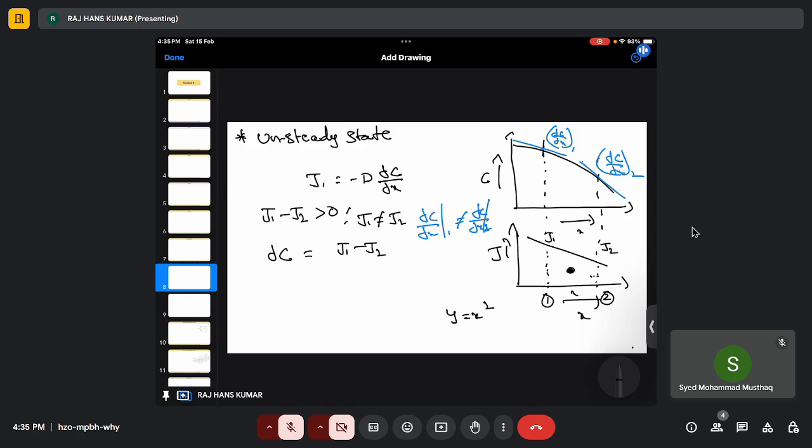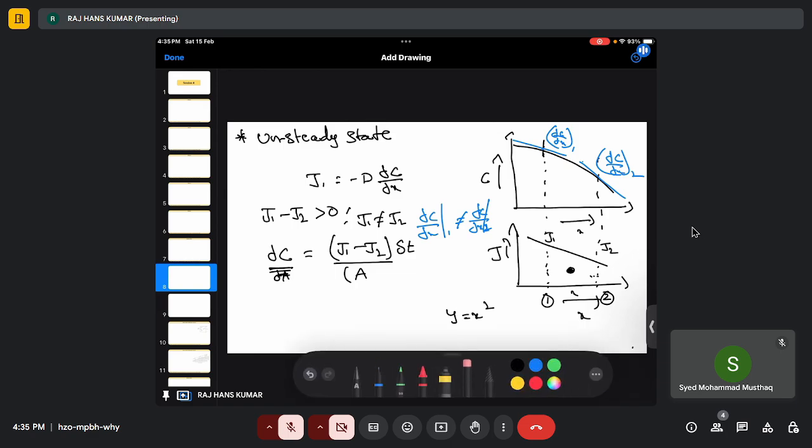So the amount of concentration that's getting accumulated will equal J1 minus J2 in a time interval dt. So what is my net accumulation of concentration in an area dA? Shouldn't I write dA, because the area is fixed, right?